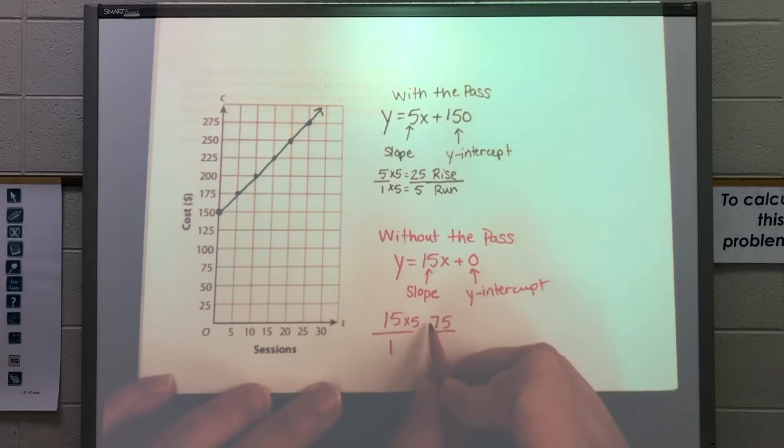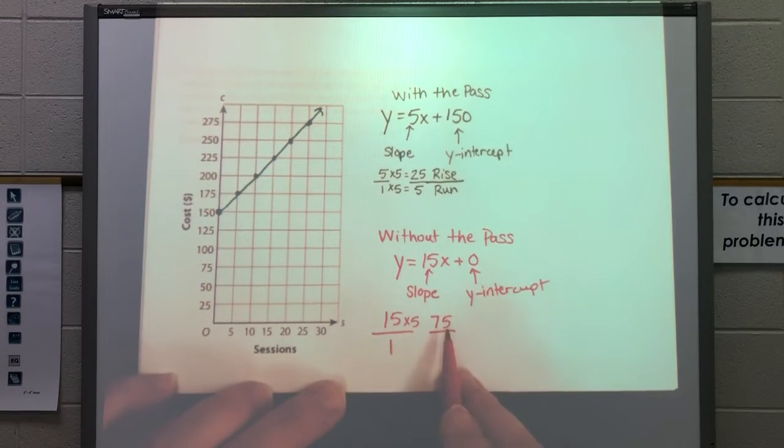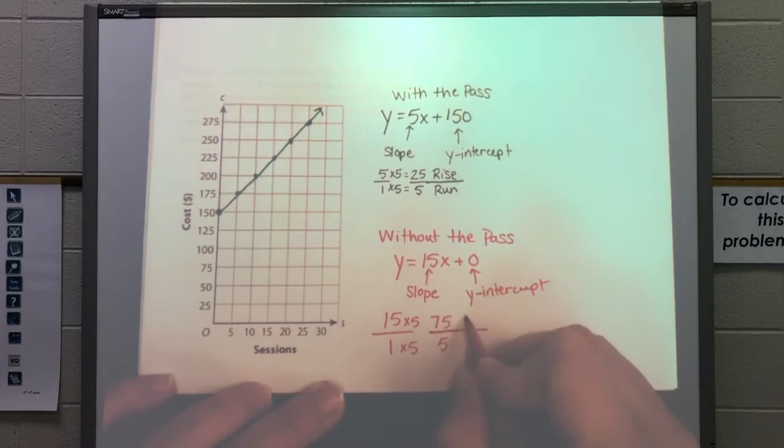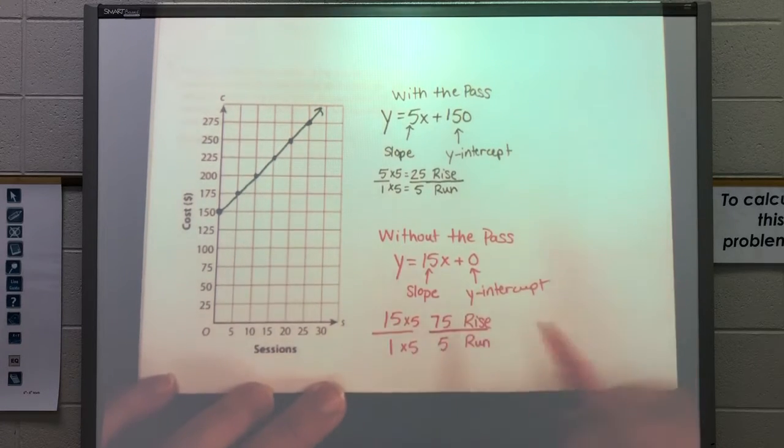And you can check that with your calculator. 15 times 5 is 75. But whatever I do to the top, I have to do to the bottom. So 1 times 5 gives me 5. So truthfully, this is my rise over run. It's equivalent. It's the same value because I did the same to the top and the bottom.